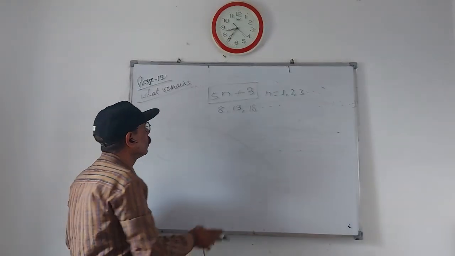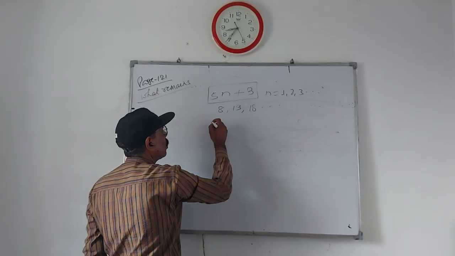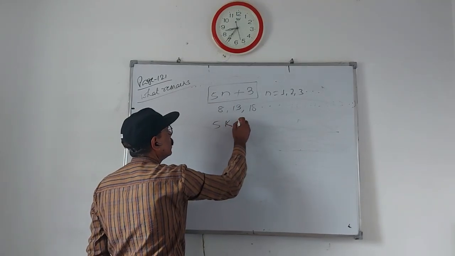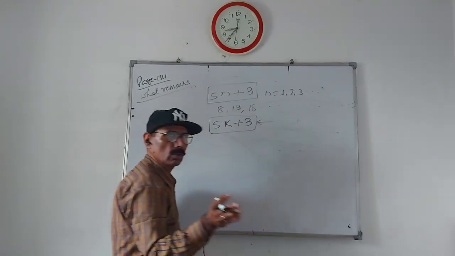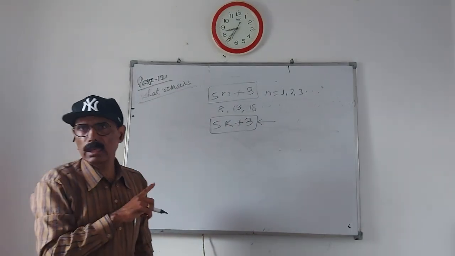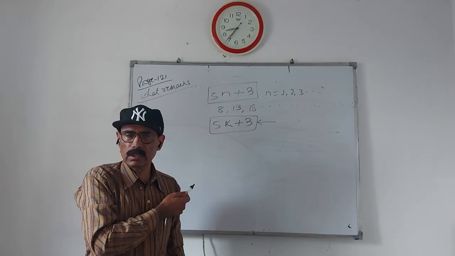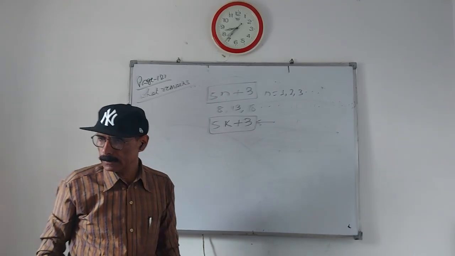In option 4 it is given. In place of n it is written 5k plus 3. And other than this, in the options so many different equations are there. So this equation is applicable.